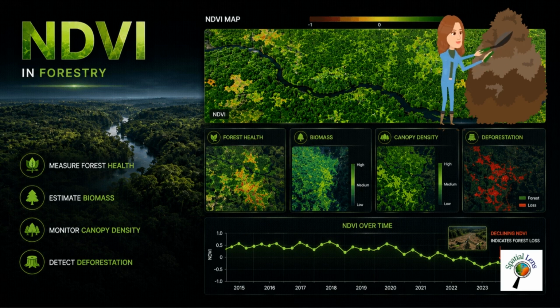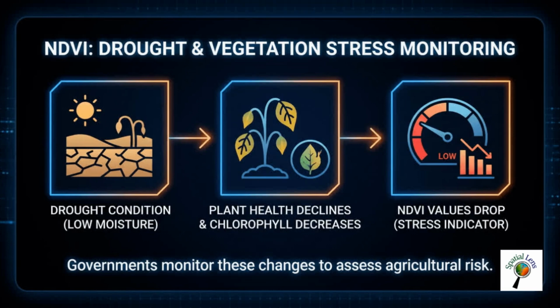NDVI is also heavily used in forestry. Scientists use it to measure forest health, biomass, canopy density, and deforestation. In drought monitoring, NDVI helps track vegetation stress over time. During drought, plant health declines, chlorophyll decreases, and NDVI values drop. Governments monitor these changes to assess agricultural risk.